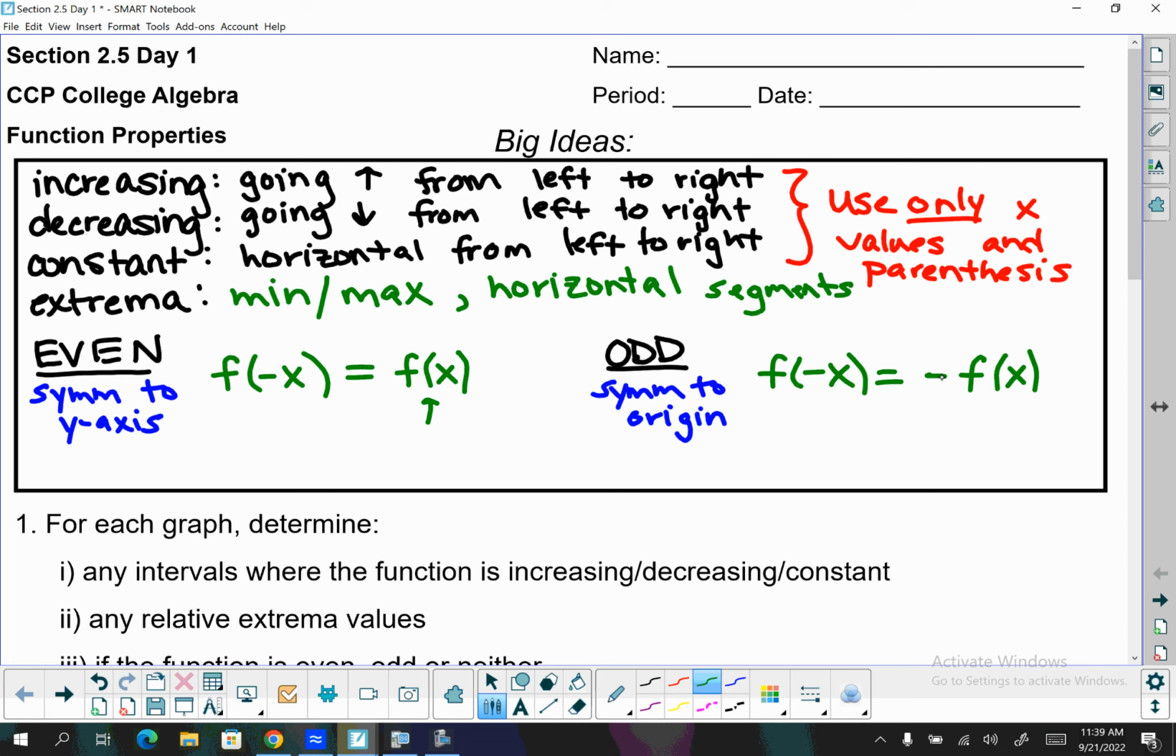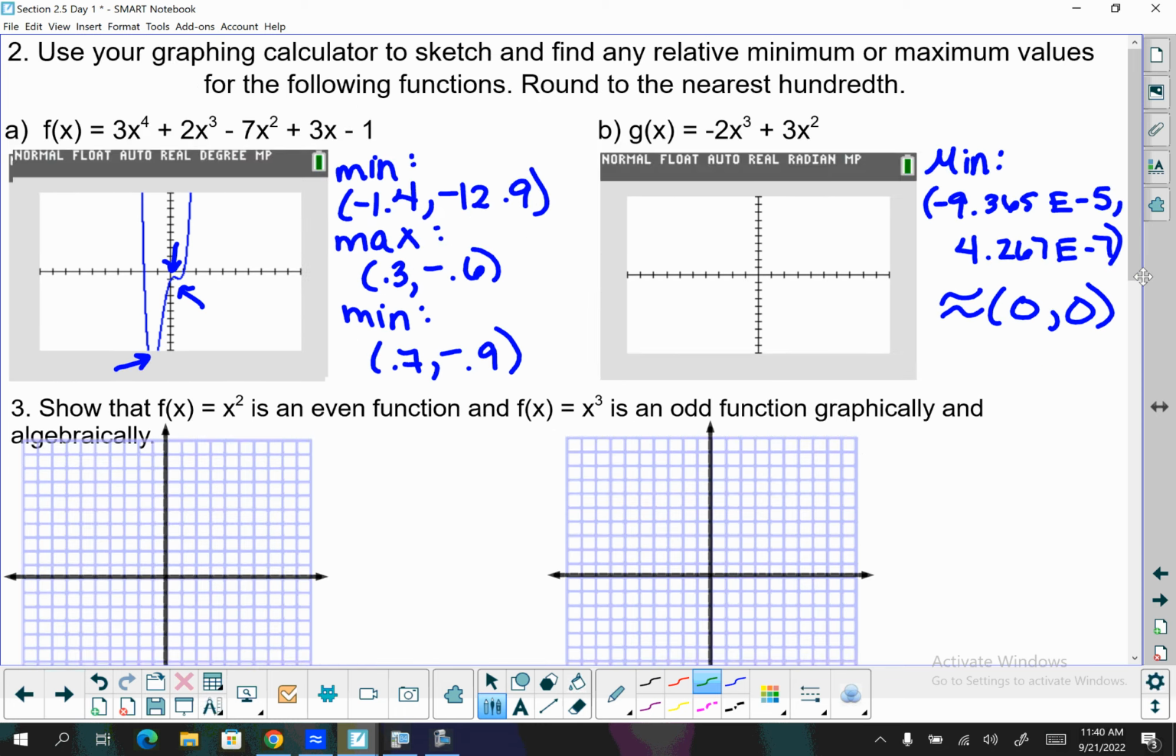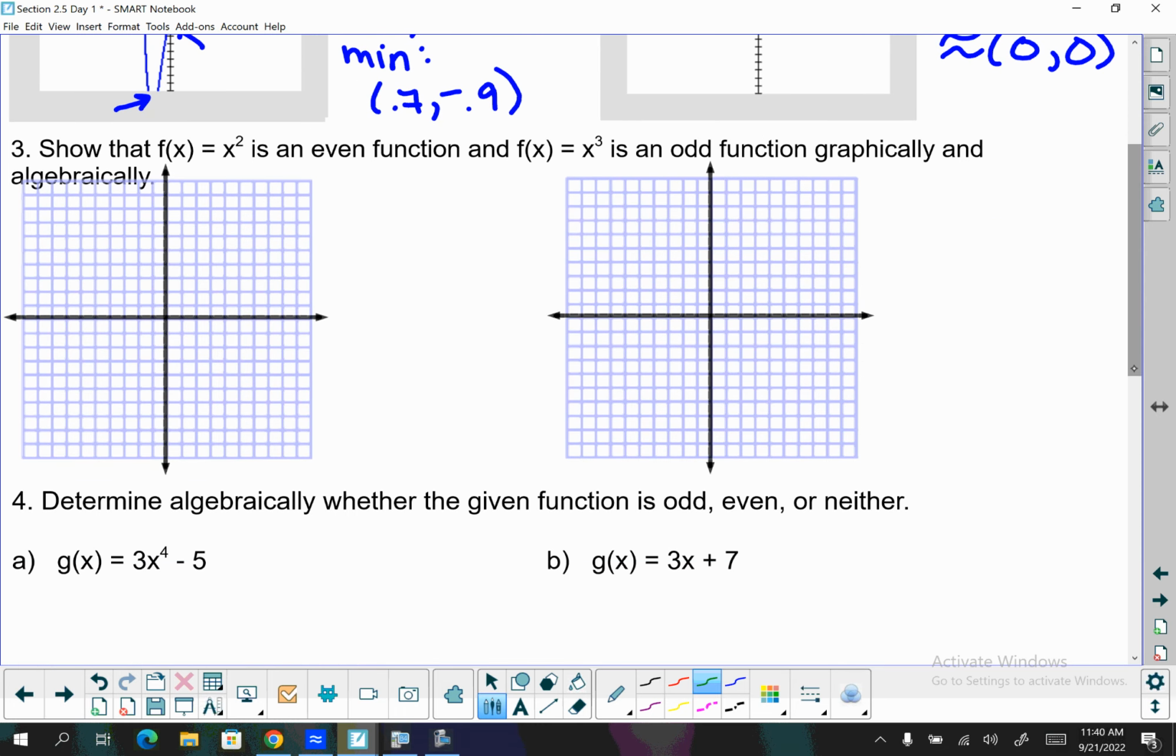We did stuff like this before. Remember, if we take it to an odd power, it's negative. If we take it to an even power, it's positive. All right, so let's finish those examples on the back. Show that x squared is an even function and x cubed is an odd function, both graphically and algebraically.